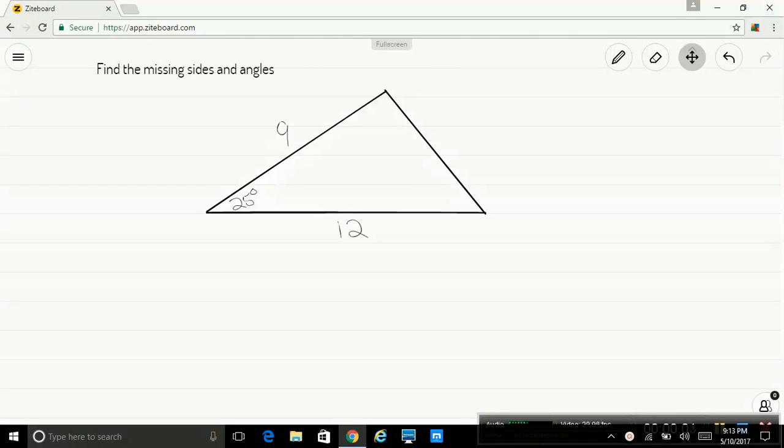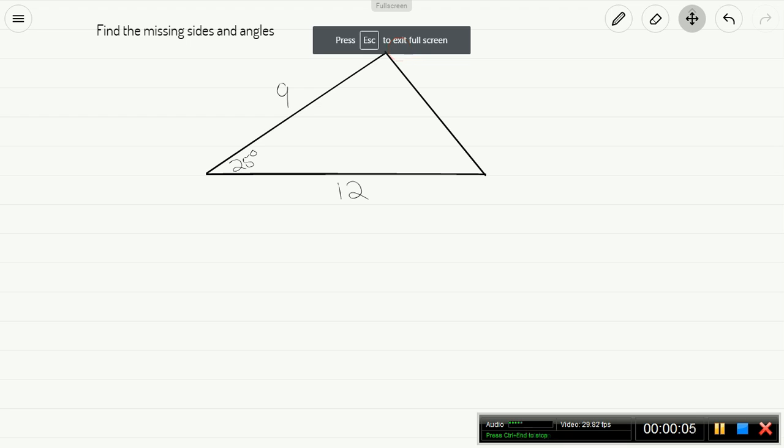All right, so we're given this problem asking us to find the missing sides and angles of this triangle. What we're going to end up doing is use first the law of cosines, because we have two sides that are given, and the unknown side corresponds to the angle that's given. Afterwards, we'll use the law of sines to find the rest of the angles.